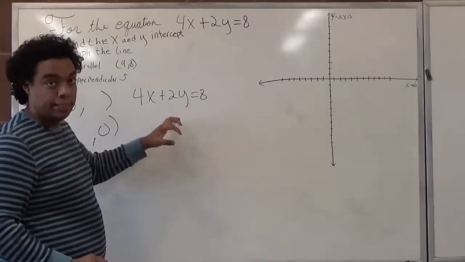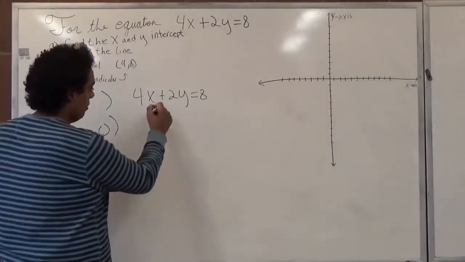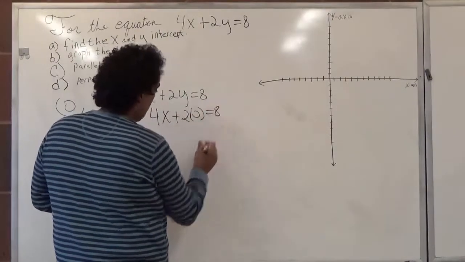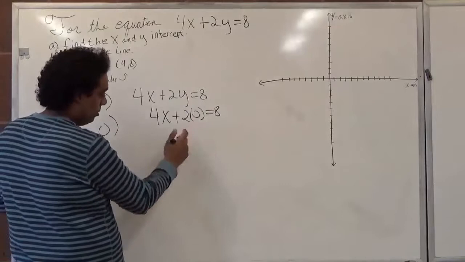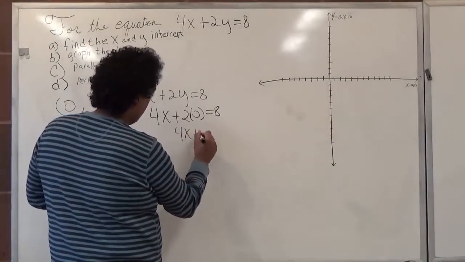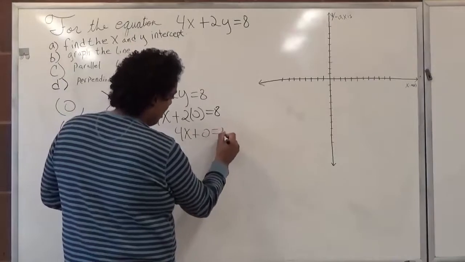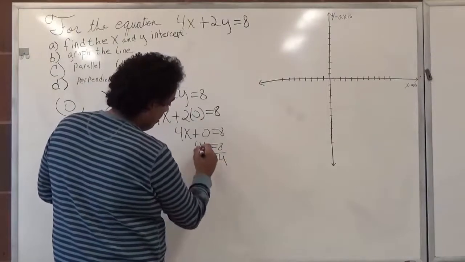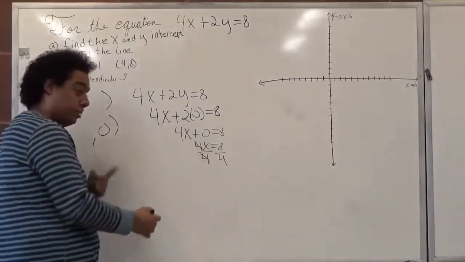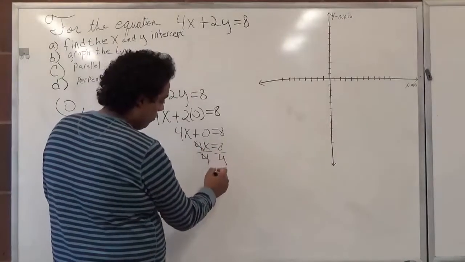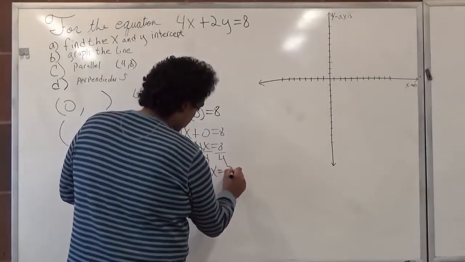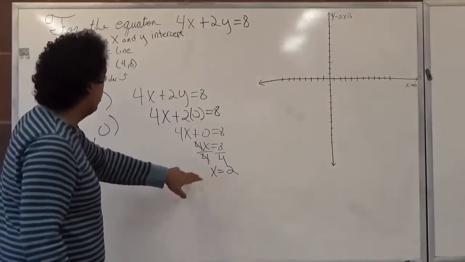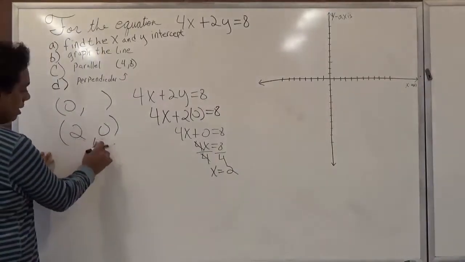If y is equal to 0, we can set it to 0 and see what our x will give us. So 4x plus 2 times 0 is equal to 8. Now 2 times 0 equals 0, so we're left with 4x plus 0 is equal to 8, or 4x equals 8. We can divide both sides by 4, and these will cancel out on this side because 4 divided by 4 is equal to 1, and 8 divided by 4 is 2, so x equals 2. So when y is equal to 0, x is equal to 2. So that's our x-intercept, which would be right here, 2, comma 0.